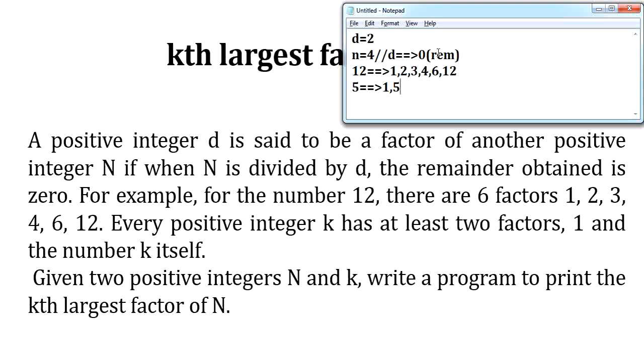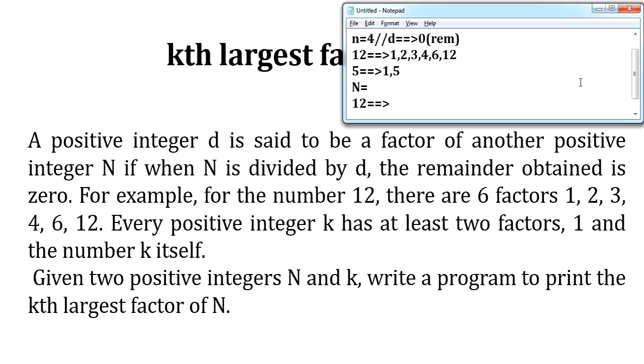Given 2 positive integers n and k. So from the user, what are you getting? You are getting n and k. These two are positive integers. Write a program to print the kth largest factor of n. So if your n value is 12, let us take the same example where our n value is 12.